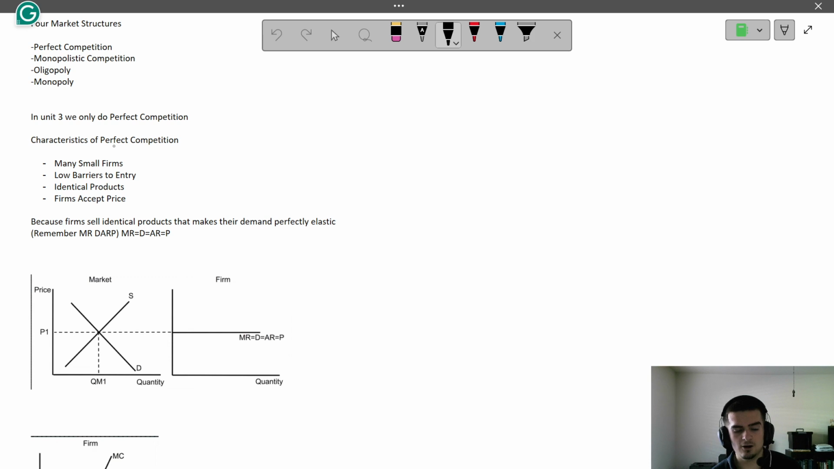They all have identical products. There's nothing differentiating the product. And the firms accept the price no matter what. They can't change the price. Think of milk, or I'll do gasoline. There are many gas stations, right? So there are many small firms. So check mark to that.